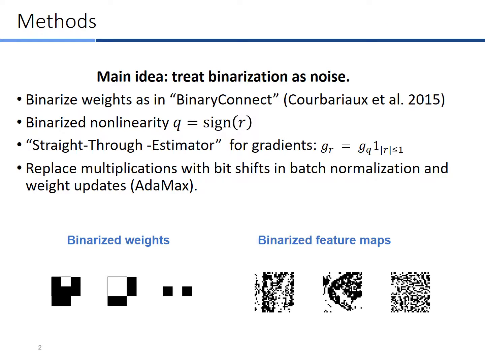Since we used backpropagation, we need to differentiate through the binarization function. To do so, we use the straight-through estimator, which simply passes the gradients as they are while taking into account saturation effects. The rest of the multiplication used for the batch normalization layers and the weight optimization were replaced with bit shift operations.